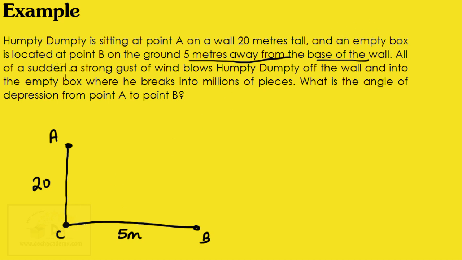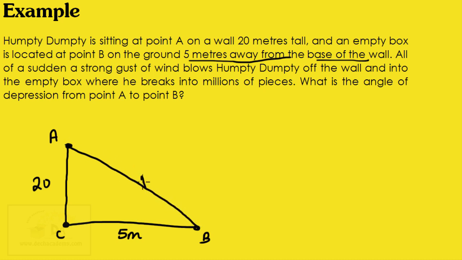So all of a sudden, a strong gust of wind blows Humpty Dumpty from point A, off the wall, into the empty box, where he breaks into a million pieces. The question just says, what is the angle of depression from point A to B? What is the angle of depression from A?